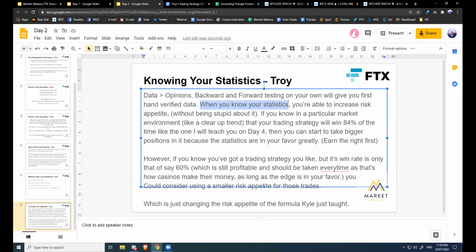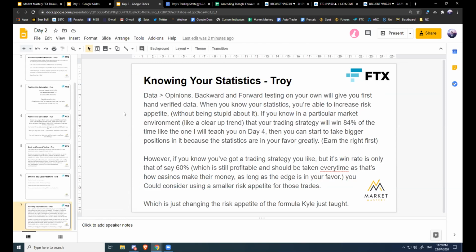Because with your statistics, which is your win percentage chance, or where you're most likely going to have to take profit or where your best entry is, when you know these statistics, you're able to increase that risk appetite, which I covered before, without being stupid about it. And if you know that in a particular market environment, like a clear uptrend, which means higher highs and higher lows on the time frame you're trading, that increases your chances tenfold. So if you've got a trending strategy that works, like the one that I'll teach you on day 4, you can start to increase those position sizes, and that's how you go from earning, say, if you've got a $1,000 account, $50 per trade to $100 per trade, and how to start compounding that account into a lot more.